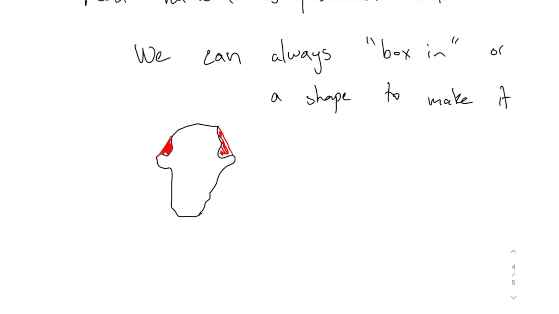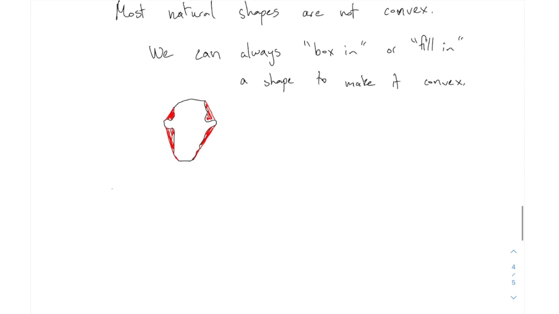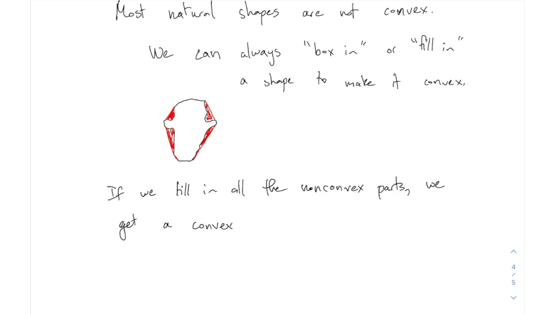So if I wanted to really do this, I would fill this in here, maybe right there. Maybe it needs a little work done. There, right? I think I filled in all the innies here. Once you fill it in, you get a shape that is convex, and the new shape you get is called the convex hull. So if we fill in all the innies, all the non-convex parts, we get a convex shape. And that is called the convex hull of the original thing.